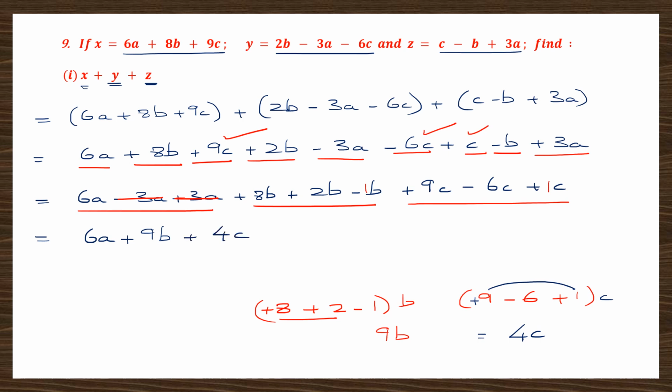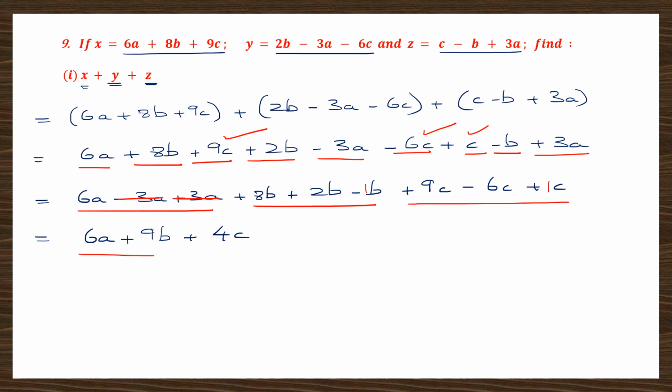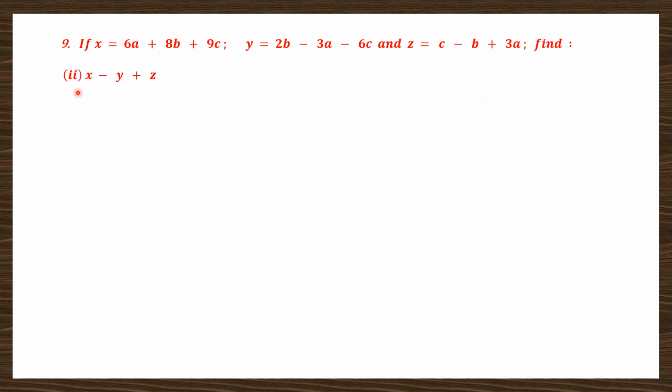So this is our final answer: 6a plus 9b plus 4c. This is our final answer. So this is the first question from question 9. Now the second question is the same thing. We have the same values for x, y and z.